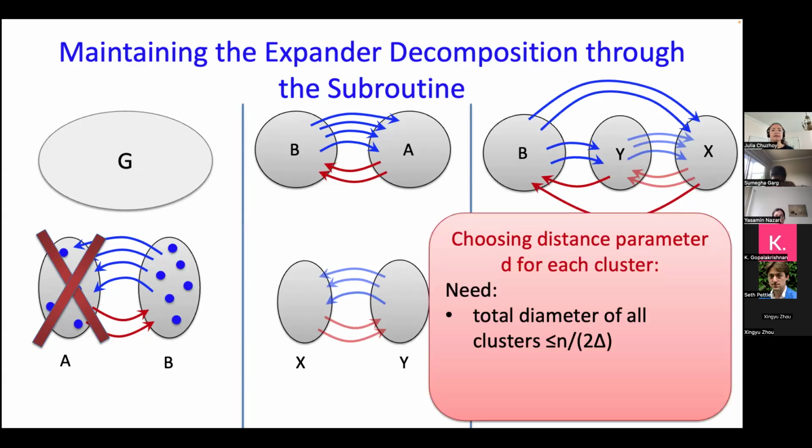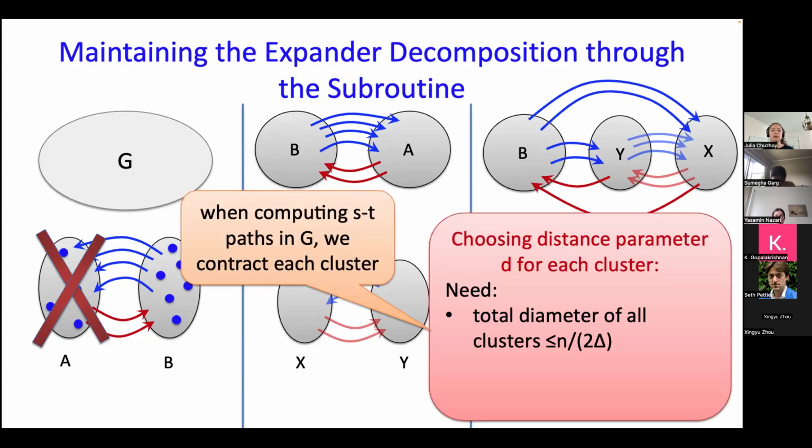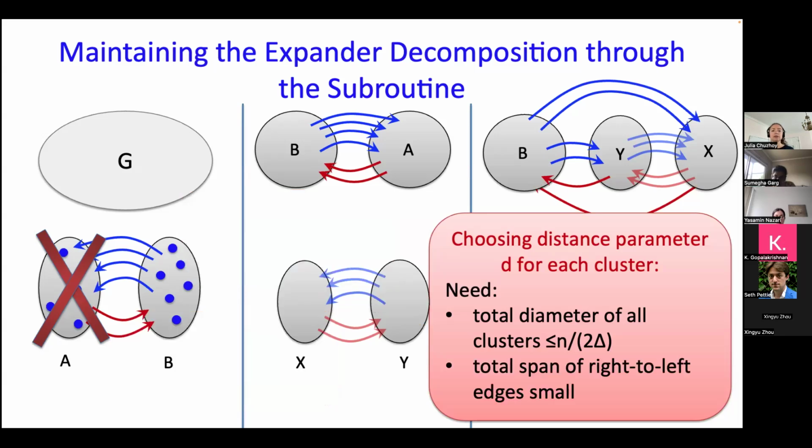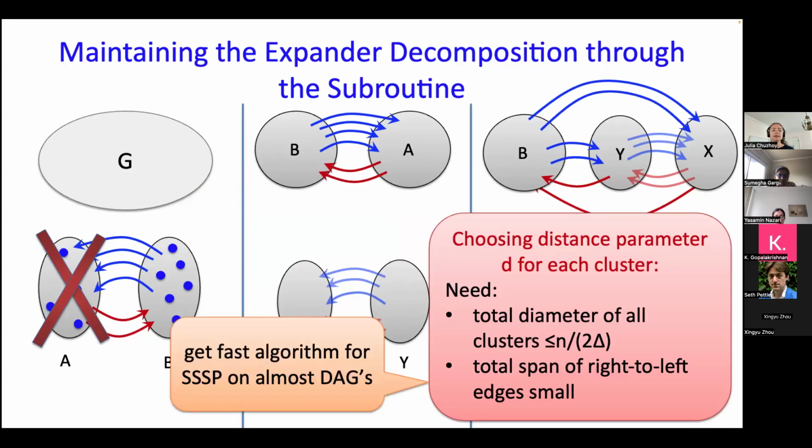And the reason is that eventually we simply contract them, and then we compute a short ST path. We need to make sure that they don't contribute too much to the eventual length of the path, which is not allowed to be too large. So we want these Ds to be small. On the other hand, we want the total span of these right to left edges also to be small. And this is to make sure that the algorithm for SSSP on the resulting contracted graph is fast.